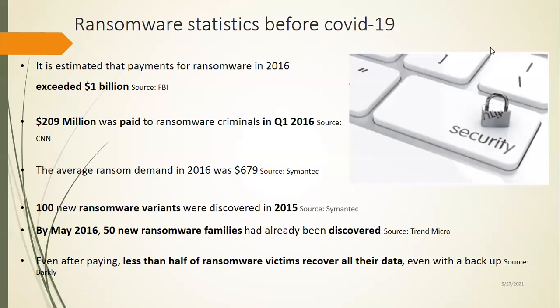So these are statistics of ransomware pre-COVID. It is estimated that payments for ransomware in 2016 exceeded $1 billion. $209 million was paid to ransomware criminals in the first quarter of 2016. The average ransom demand in 2016 was $679. 100 new ransomware variants were discovered in 2015, and by 2016, 50 new ransomware families had already been discovered. Even after paying, less than half of ransomware victims recover all their data, even with backup. So it was discovered that people will pay money, but their data was still not being provided back.